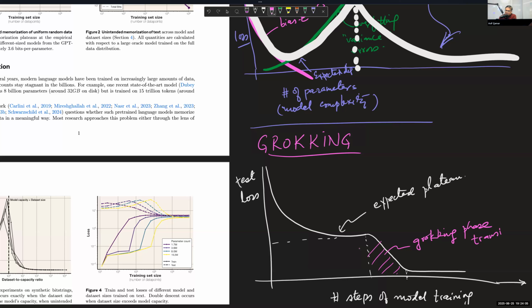Phase transition. Big grokking phase transition. After which loss now plateaus at a much, much lower level. Right? Much lower plateau. Much lower plateau. And this was sort of most unexpected.